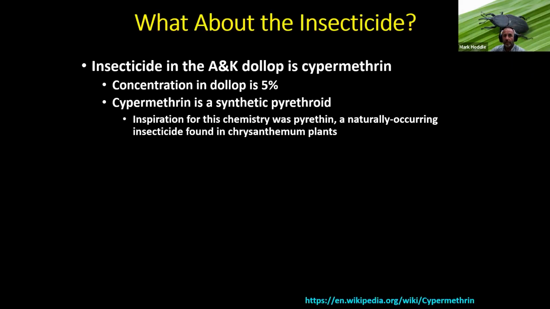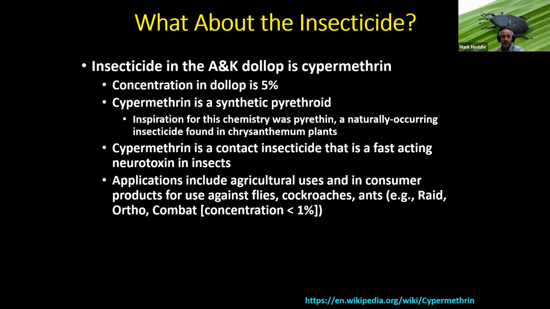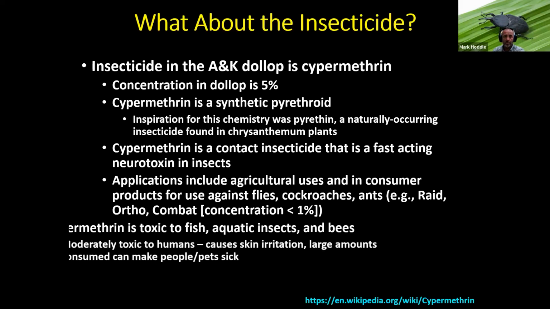So what about the insecticide? What are you using? Well, the active ingredient is cypermethrin. We're going to use it at a rate of about 5%. And this is a commonly used contact insecticide. It's probably in your house. If you have a can of fly spray, this may be one of the insecticides that's in that can of fly spray. And it's a fast-acting neurotoxin. And we're using it at very low rates. So like here, for example, it's in your fly spray like Raid, Ortho, and Combat for killing cockroaches too.